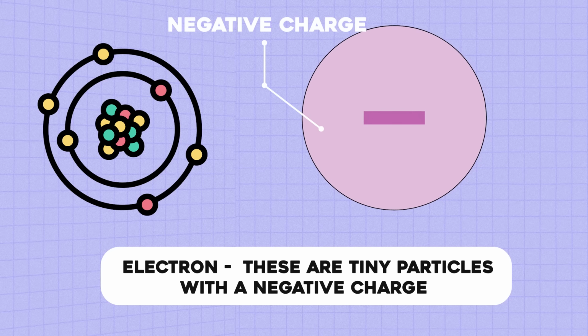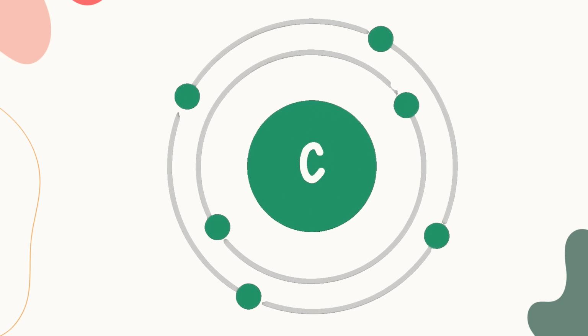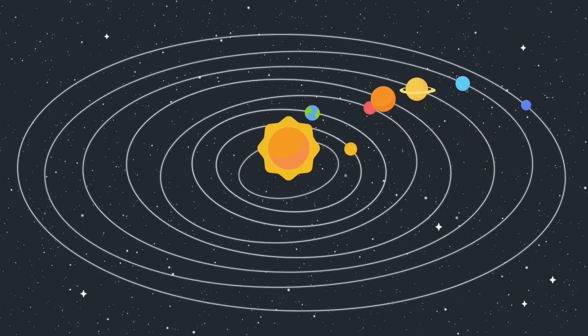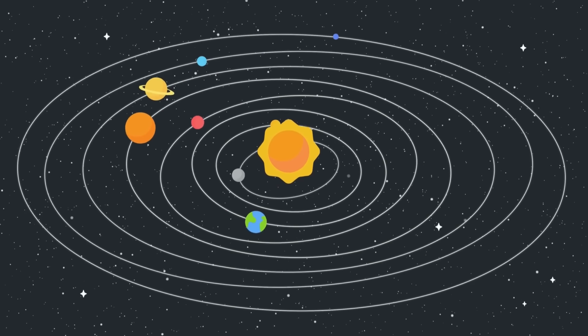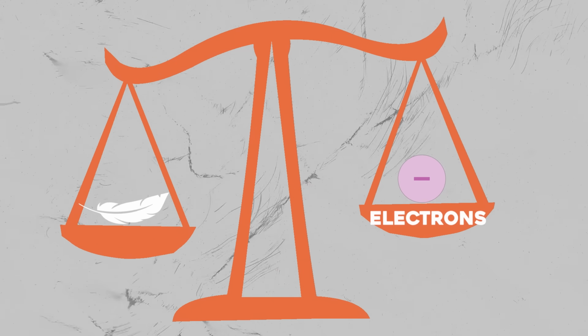Electrons. These are tiny particles with a negative charge. They move super fast around the center of the atom in paths called orbits or shells. Think of electrons like planets zooming around the sun. They are very light, so they don't add much to the weight of the atom.